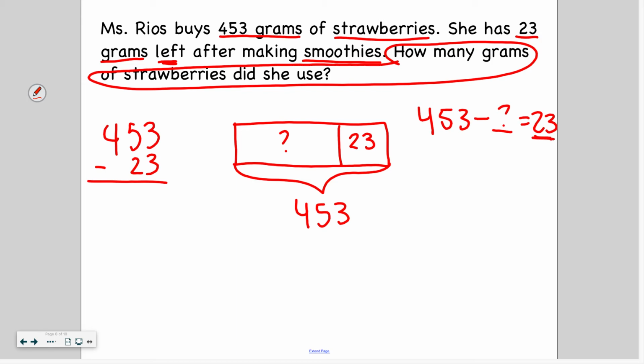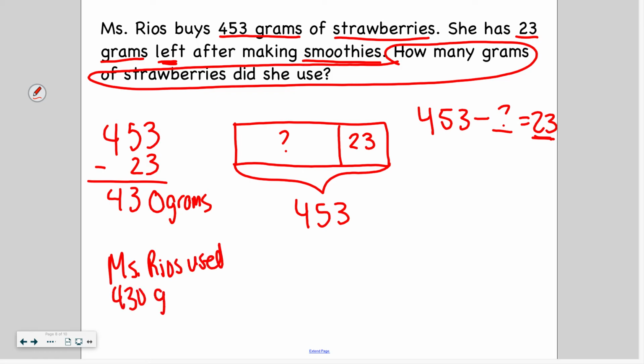or unknown number. Well, 3 minus 3 is 0, and 5 minus 2 is 3. And if I go to the hundreds place, 4 minus nothing is still 4. So 430 grams. Miss Rios used 430 grams of strawberries.